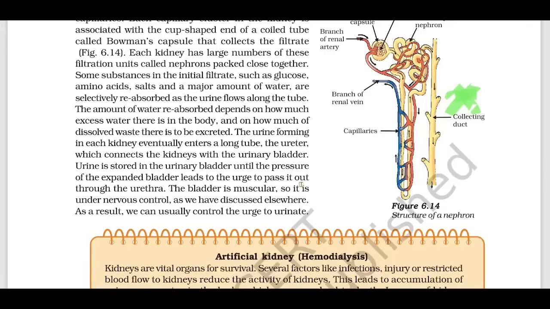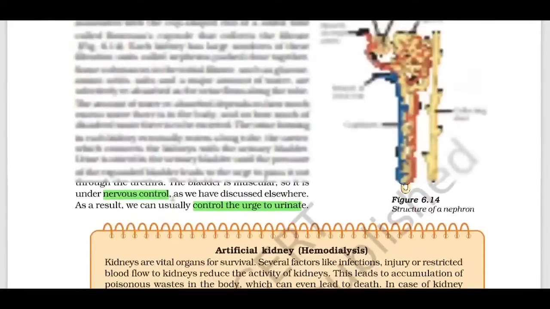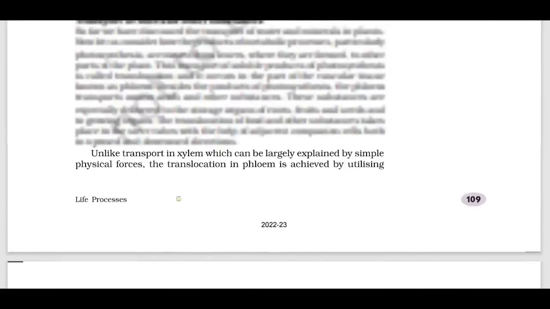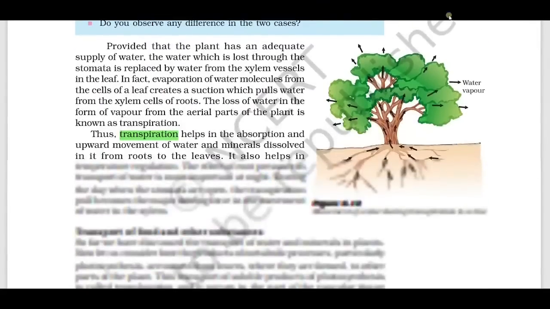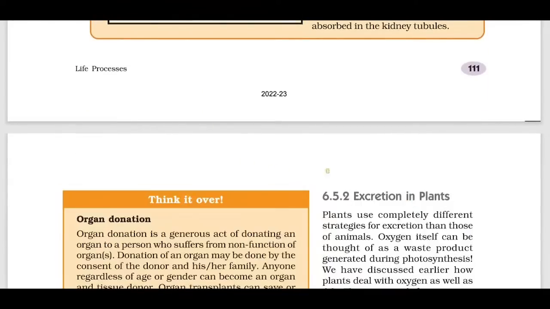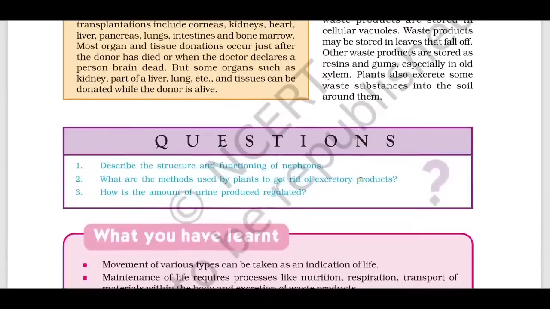For many years, brain and heart have been repeatedly asked in the exam. This year, chances are that you can expect the structure of nephron. And the urinary bladder is muscular, and we have control to urinate because the bladder is muscular and under nervous control. And a very important question I have missed out: list down all the excretory products in plants, an important question for your examination.